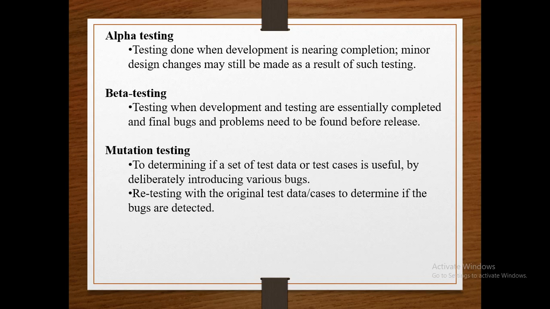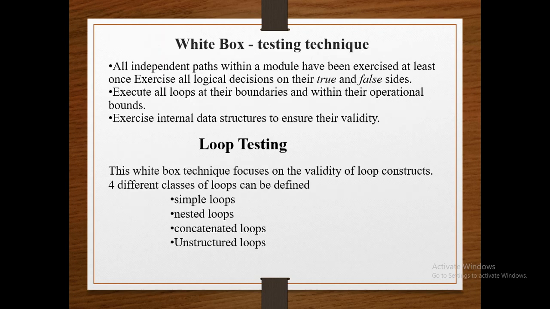Mutation testing: you determine if your set of test data or test cases is useful by introducing various bugs. You keep on introducing bugs and then retesting with your original test cases to determine if the bugs are detected or not. So you create the bugs and identify whether it is still doing the correct testing or not. Let's see what white box testing is. There are different techniques. As we say white box testing, you know what the code is.